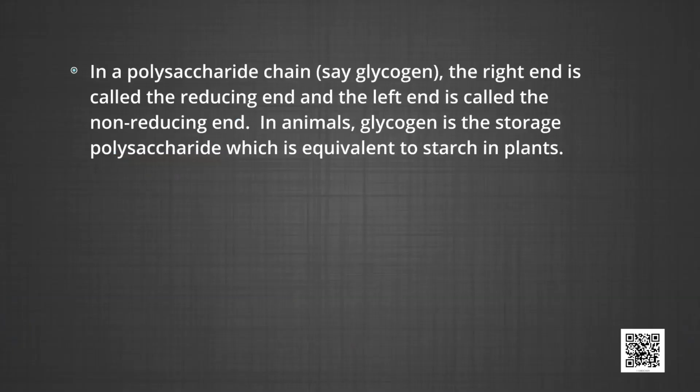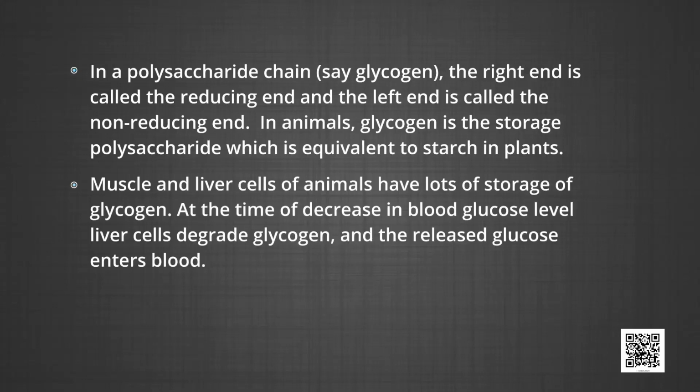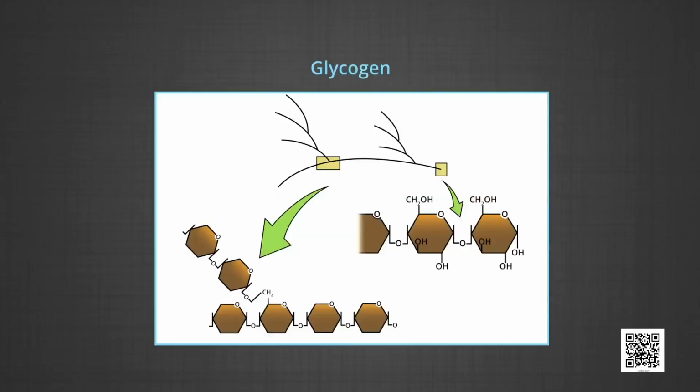But these were the homopolymers. Why? Because they were formed of the same glucose subunit. In a polysaccharide chain, say glycogen, the right end is called the reducing end and the left end is called the non-reducing end. In animals, glycogen is a storage polysaccharide equivalent to starch in plants. Muscle and liver cells in animals have lots of stored glycogen. At the time of decrease in blood glucose level, liver cells degrade glycogen and release glucose which enters the blood. So, glycogen is the major storage polysaccharide in animals.